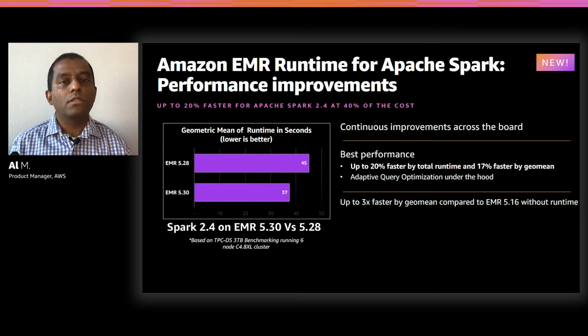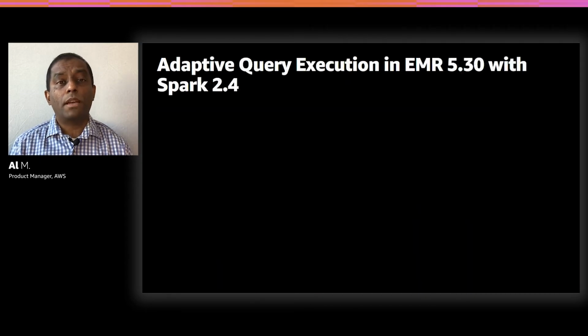You can run your workloads faster and cheaper without making any changes to your applications by just upgrading to the latest version of EMR. EMR runtime for Apache Spark achieves this performance improvement with several optimizations under the hood, including adaptive query execution, also known as AQE. AQE is a new framework in Apache Spark 3 that re-optimizes query plans based on runtime statistics. This framework is available today on EMR runtime for Spark.